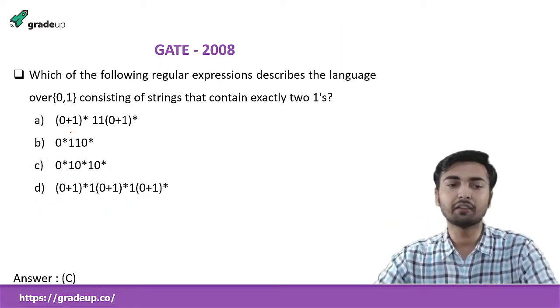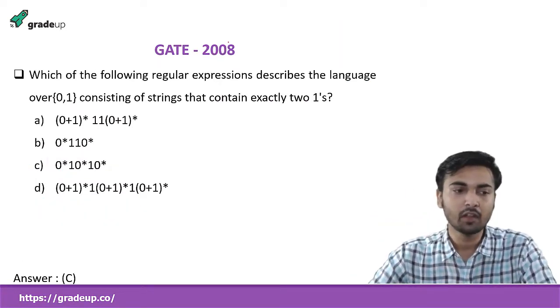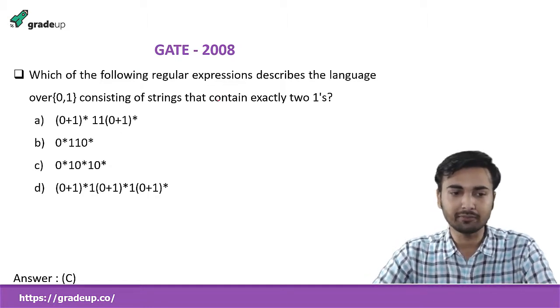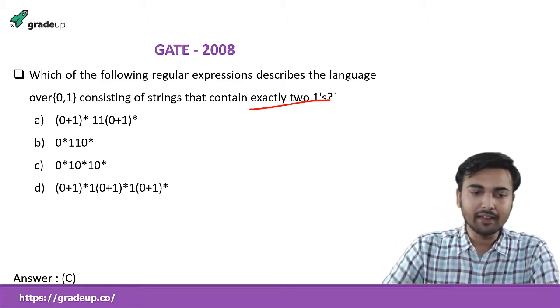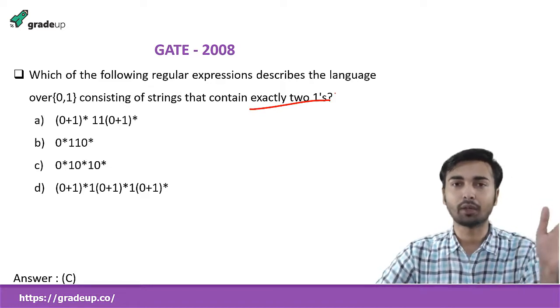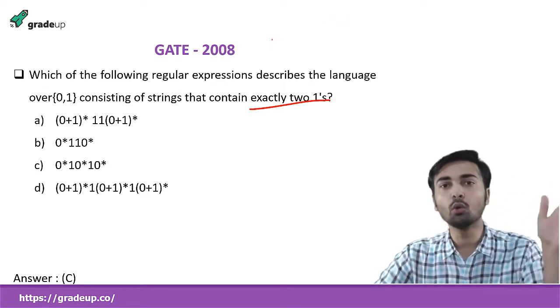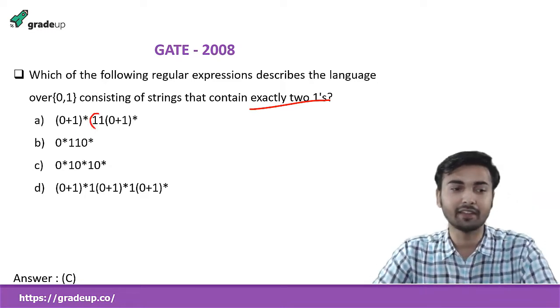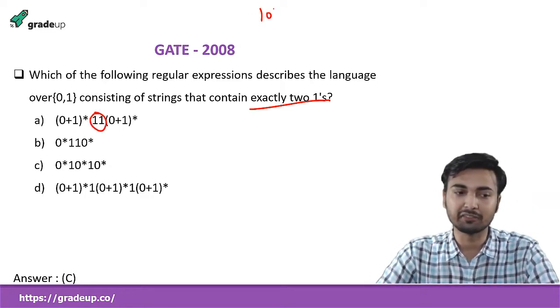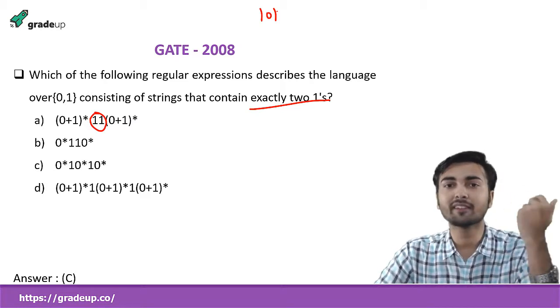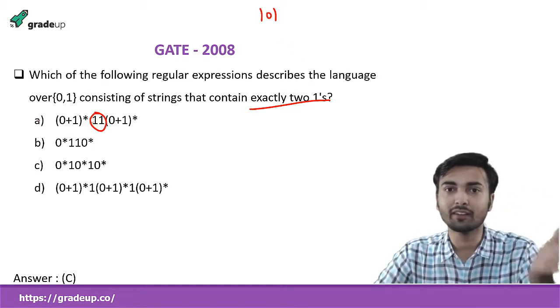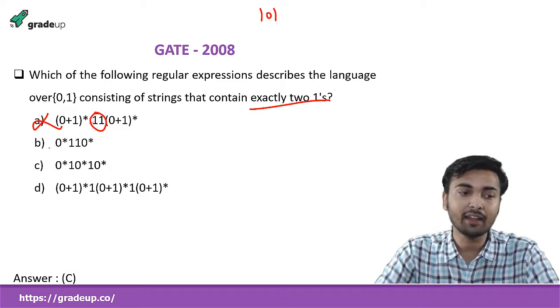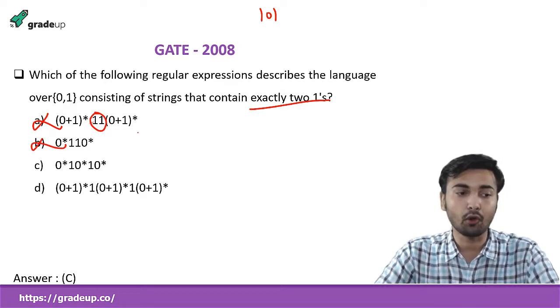Try one more question for more clarification. Which of the following regular expressions derives the language that contains exactly 2 ones? Okay, exactly 2 ones. Option A you can eliminate by saying it is saying 1 1, but 1 0 1 will also be accepted. It contains 2 ones, which don't need to be consecutive. That's why it is incorrect.